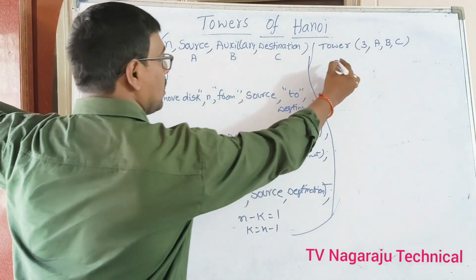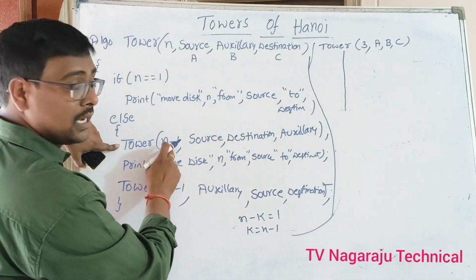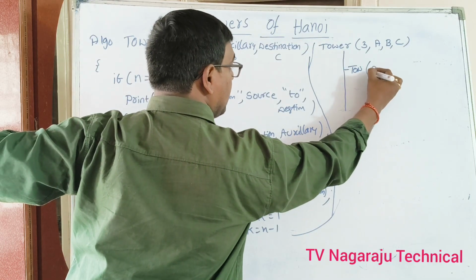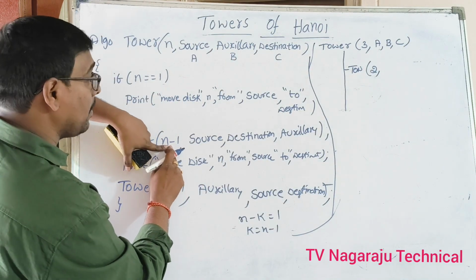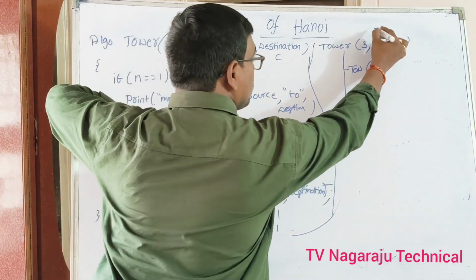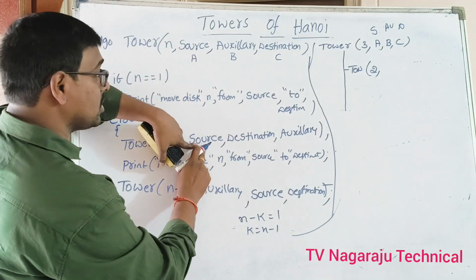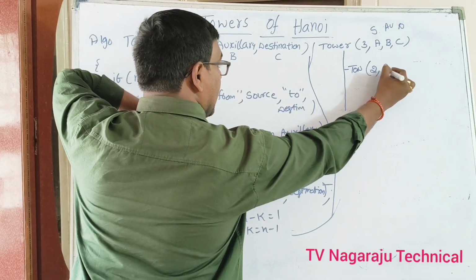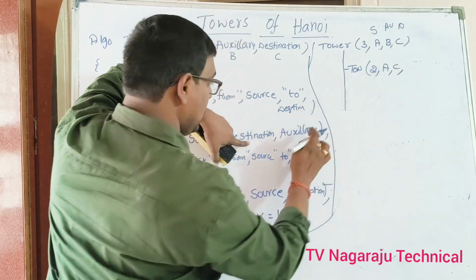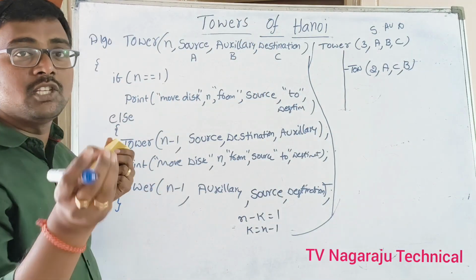Come to the next step. What happened? I am calling tower of n minus 1, that is 2, comma source. What is my source? This is source, this is auxiliary, this is destination. My source is A, comma, what is my destination? C. My auxiliary is B. My parameters are changed.